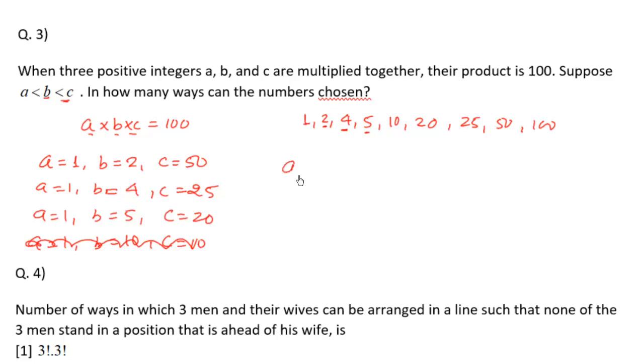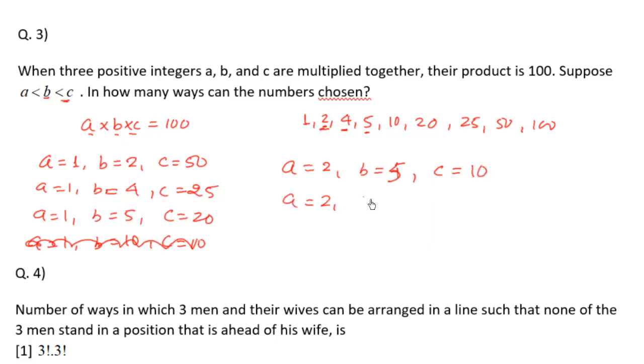Now let us take A as 2. In that case, B should be greater than A. So the smallest possible value B can take is 4. So 2 into 4 is 8, and 8 is not a factor of 100. So obviously we will not be getting a value of C. So we can change it and make it 5. So 2 into 5 is 10, right? So the value of C should also become 10. So this is another way.